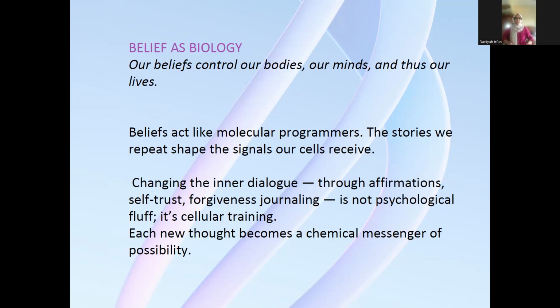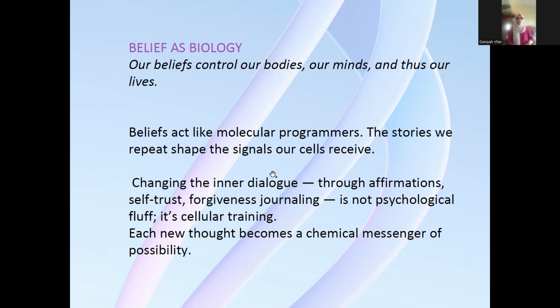So the stories we repeat shape the signals that our cells receive. Every time any story, any belief that we are ruminating on in our mind, it is sending signals to our cells, either to open and be receptive, or to shut down and stop growth. So now comes the part of changing the inner dialogue through affirmations, self-trust, forgiveness, journaling. This is not just psychological terms, but actually cellular training.